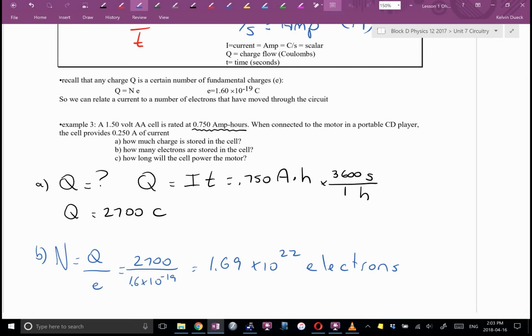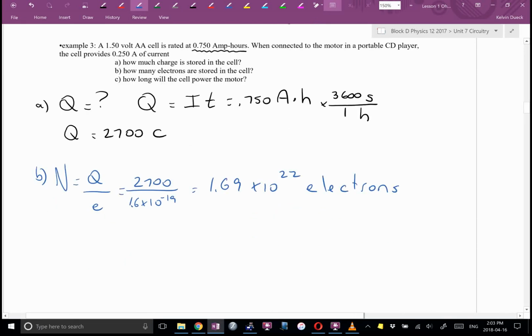I don't know if I'll ever ask you B again. I might in the homework. I don't think I've ever put it on a test because that's not what's interesting to me. What's much more interesting is C. You'd like to know how long this sucker is going to last. What's this asking me to find?